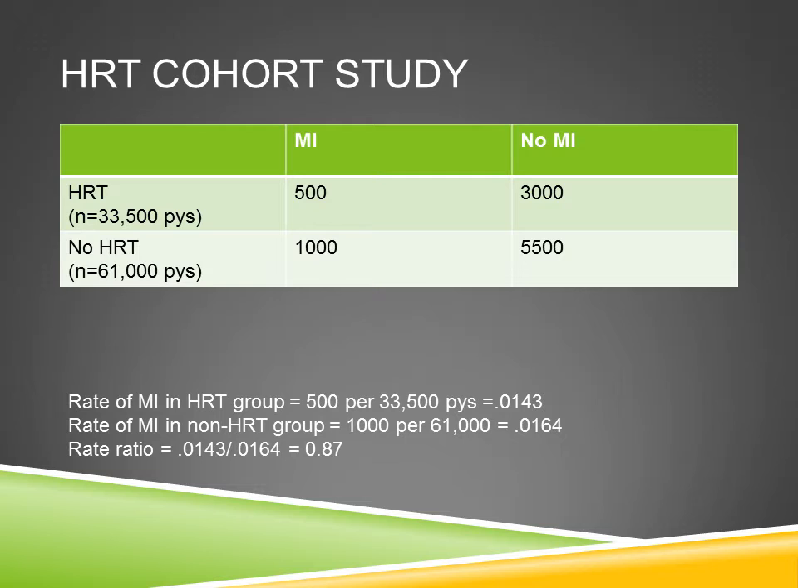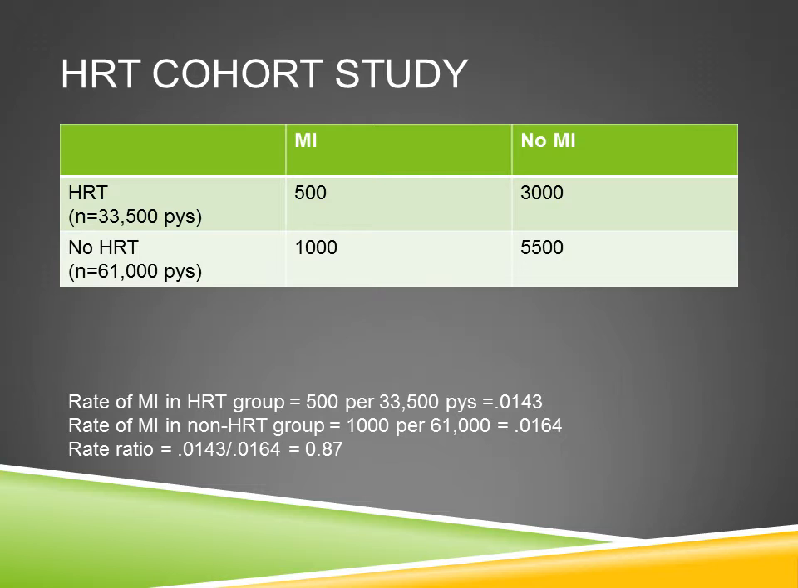0.87. As with an odds ratio, if the rate ratio is over 1, that means the exposure is associated with the outcome. So hormone replacement therapy would be associated with MI. If the rate ratio is less than 1, then it's negatively associated, which means that how you would describe these results is you would say women who took hormone replacement therapy had 0.87 times the rate of MI compared with women who did not take hormone replacement therapy, or they were 13% less likely to have a heart attack than women who did not take hormone replacement therapy.